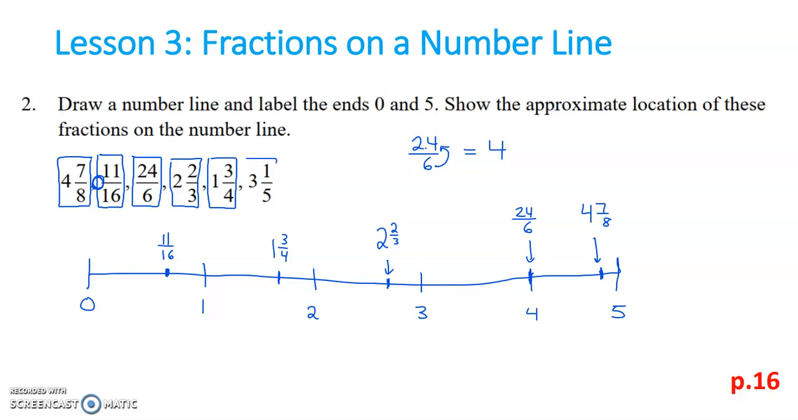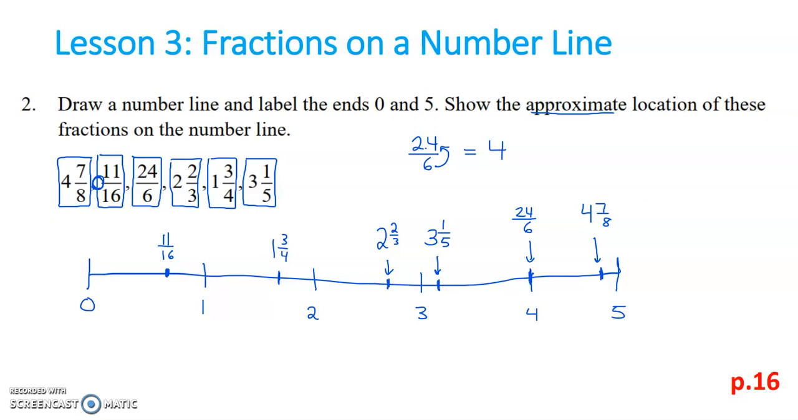And my last mixed number is 3 1/5, which is between 3 and 4. And if we were to divide this into 5 equal pieces, we would be at the first piece. So I'm going to put it approximately there. You can certainly make the divisions based on the denominator, but because they're asking for the approximate location, it's not fully necessary.